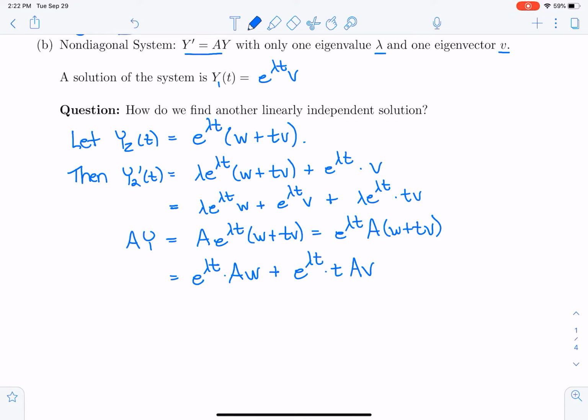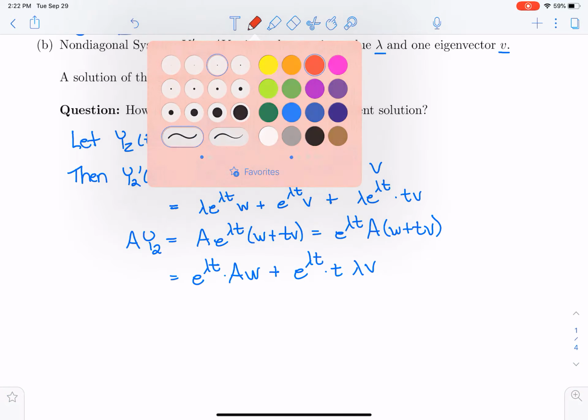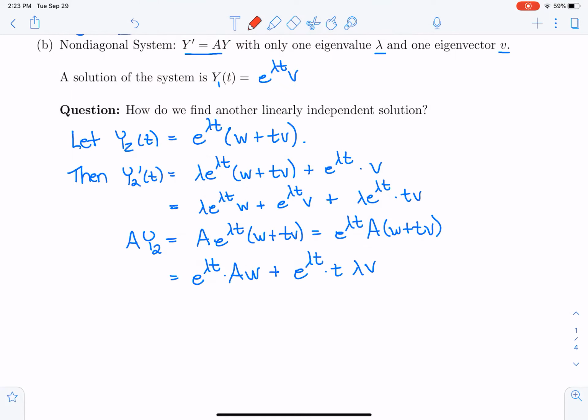But in this case, we should note that a times v is in fact lambda times v, because v is an eigenvector. And so when I set y2 prime equal to a times y2, then this term, e to the lambda t lambda v, appears in both y2 prime and a times y, so they cancel.